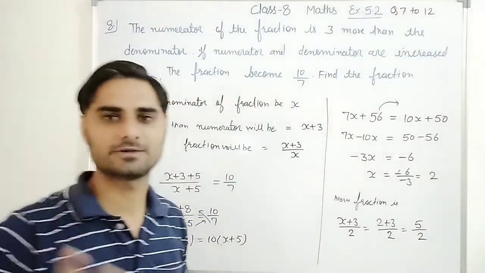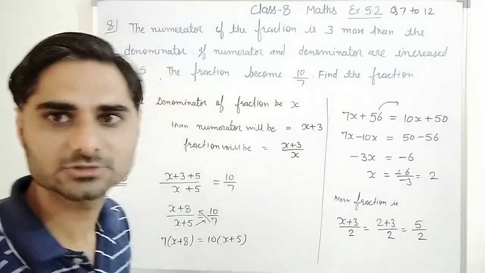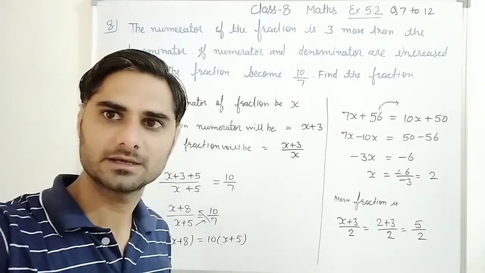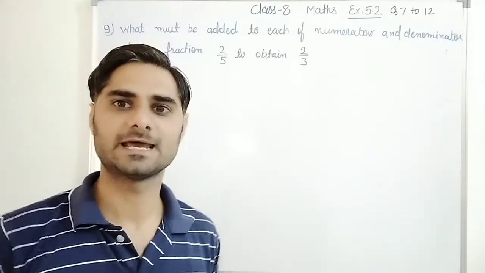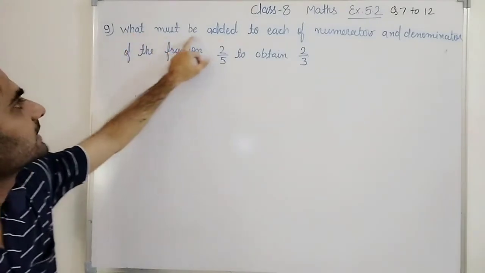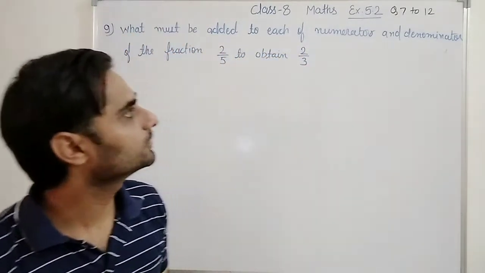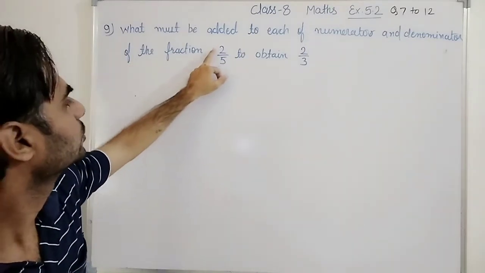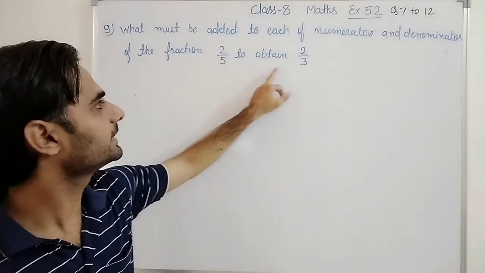Okay. So now next question we will do. Hope you understood this one. You may copy this, and next I will write. Let me write fast. See here I have written. Next question is 9th one. What must be added to each numerator and denominator of the fraction 2 upon 5 to obtain 2 upon 3?